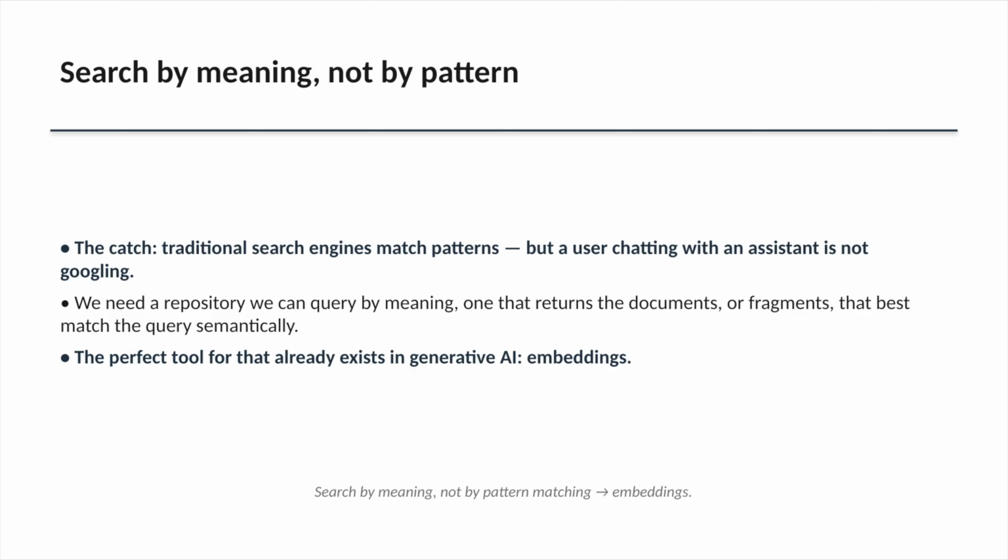Traditional search engines use pattern matching to find results, and when an end user chats with an assistant, he expects a conversational interaction. He is not Googling. So a typical search engine will not do much good in many cases. What we need is some sort of repository of documents that we can query, and that will retrieve the documents, or the fragments, that better match the query in a semantic way. We need to search by meaning, not by pattern matching. Fortunately, the field of generative AI provides the perfect tool for that: embeddings.